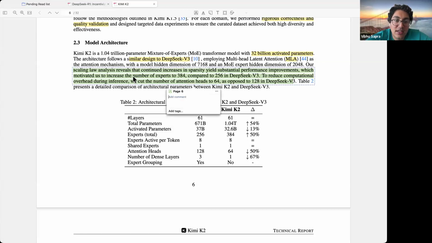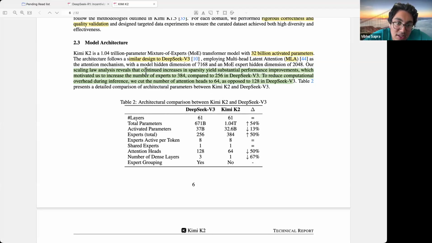Okay, so scaling law analysis reveals that continued increase in sparsity yields substantial performance improvements, which motivated us to increase the number of experts to 384 instead of 256 in V3. To reduce computational overhead during inference, we cut the attention heads to 64 instead of 128.